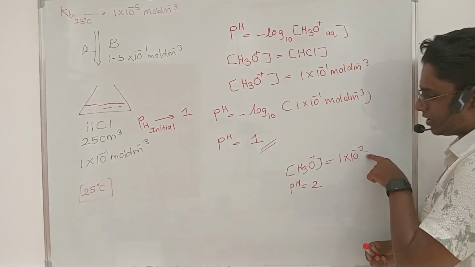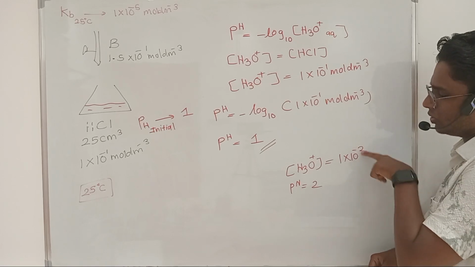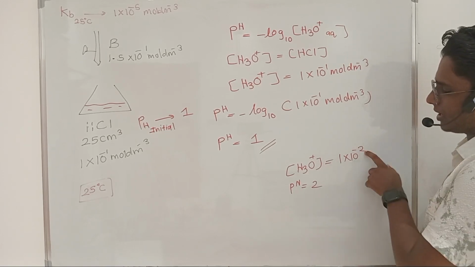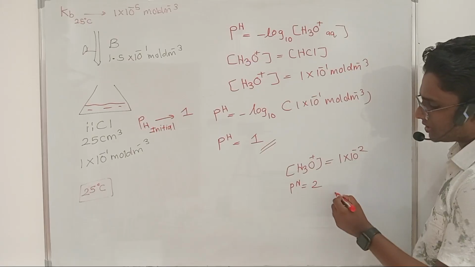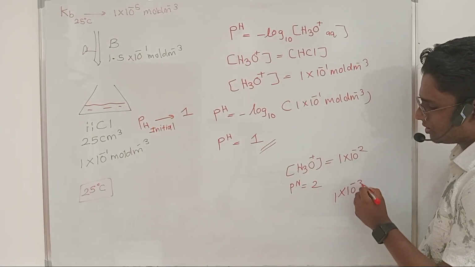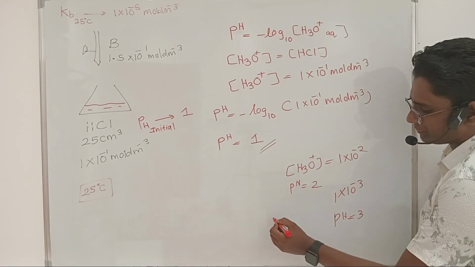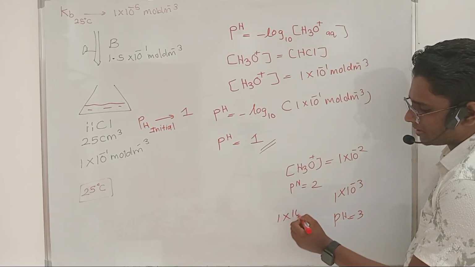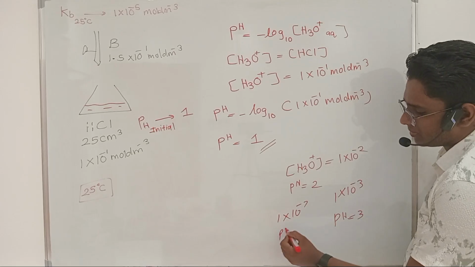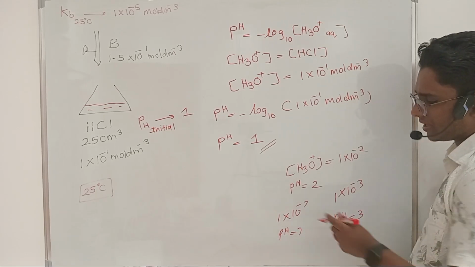Simply what you have to do is take this 10 to the power minus 2 and put plus 2. This minus 2 becomes plus 2. If the concentration is 1 into 10 to the power minus 3, then pH will be 3. If the concentration is 1 into 10 to the power minus 7, the pH will be 7. Like that you can put.